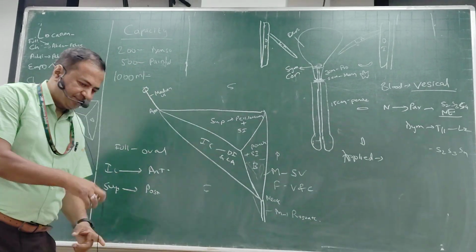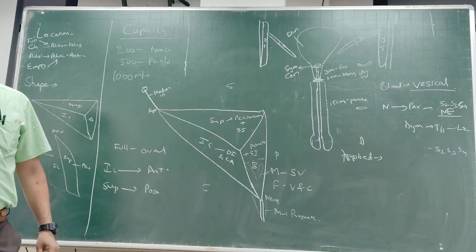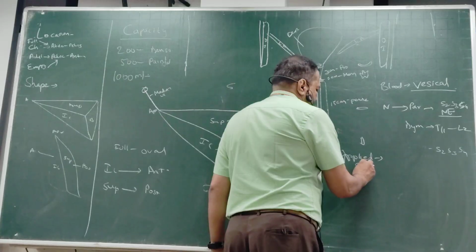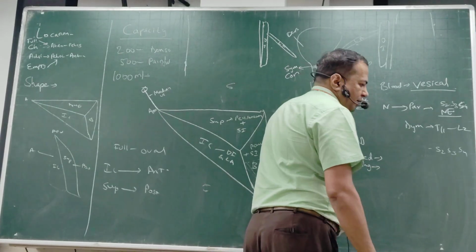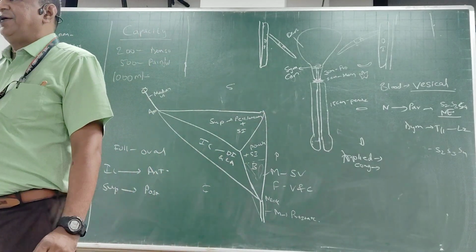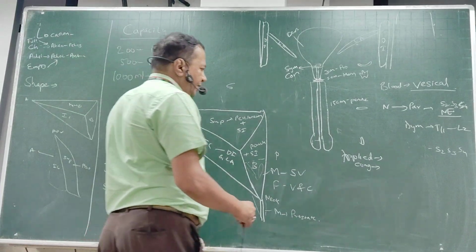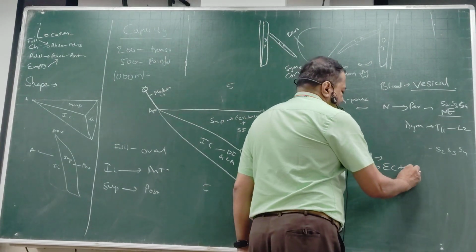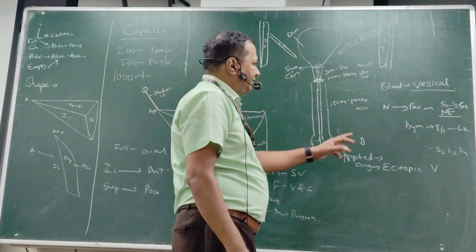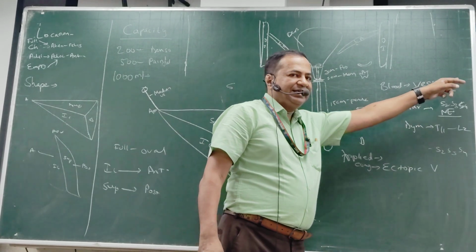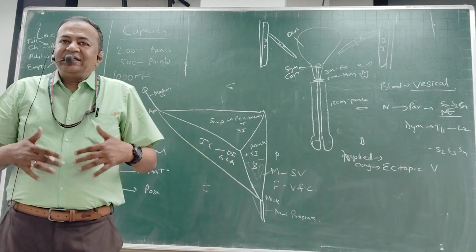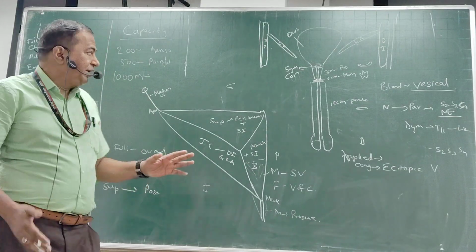Applied anatomy. Congenital anomalies. Congenital anomalies of the bladder. Ectopic vesicle. What is ectopic vesicle? Sometimes the anterior abdominal wall fails to develop and you directly see the trigone.